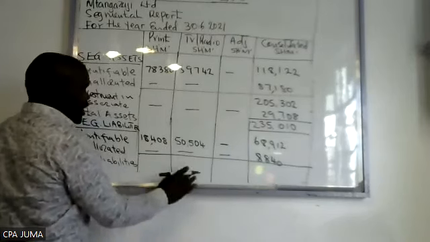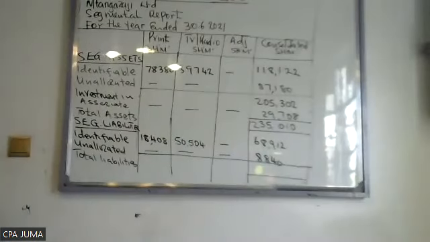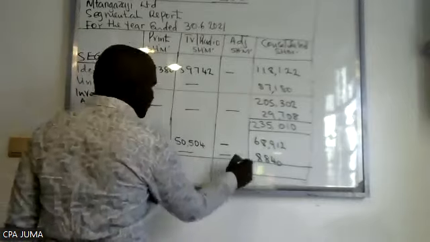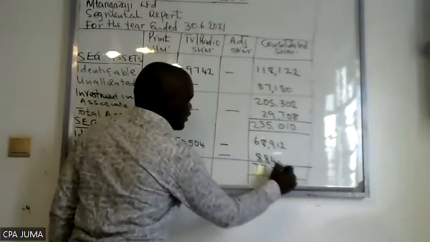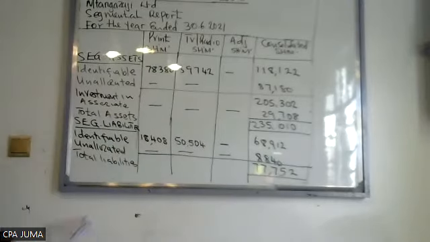Just give me the total at the far end, this one here. 68,912 plus 8840 will be how much? 77,752. 77,752. Fine. I proceed.